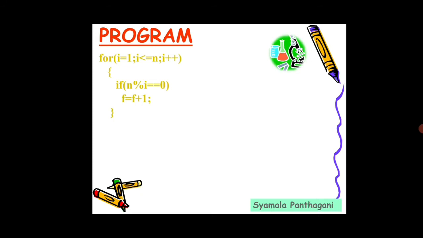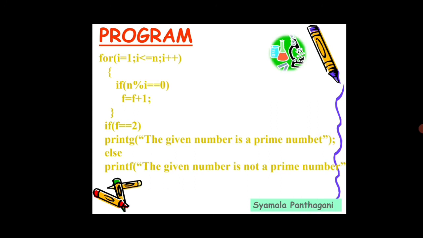Factors are only 2: 1 and itself. Only 2 factors it is having. Then we have to print the given number is prime. If f is equal to 2, printf, the given number is a prime number. Else, printf, the given number is not a prime number. Closed bracket. This is the program for prime number. In this program, we are checking whether the given number is prime or not.